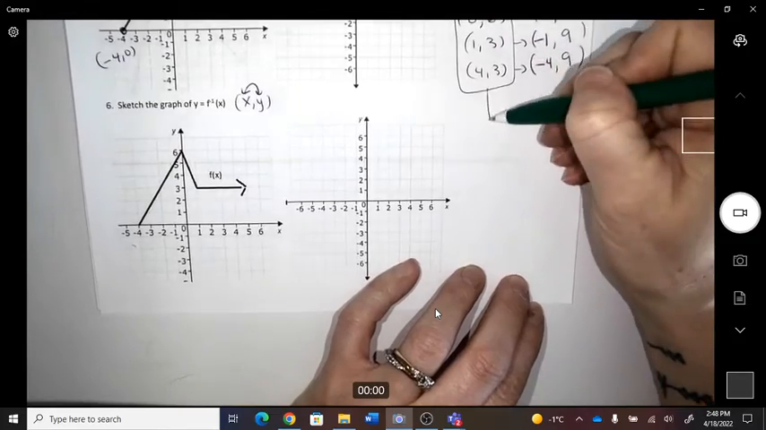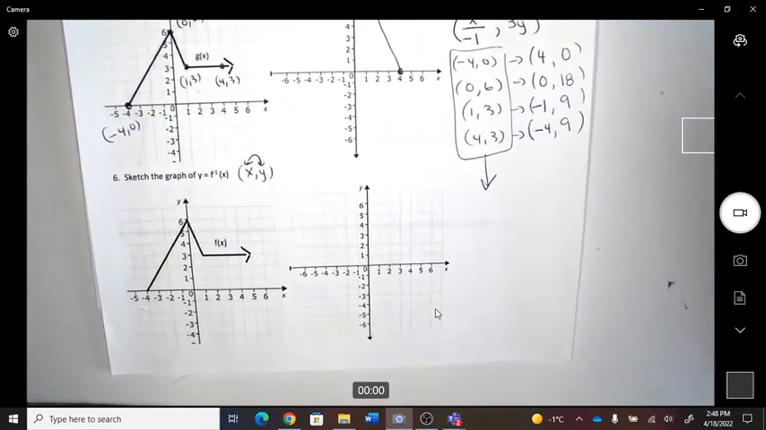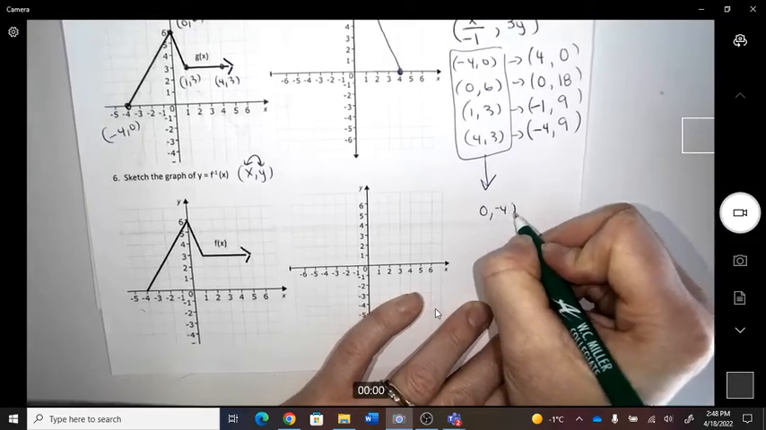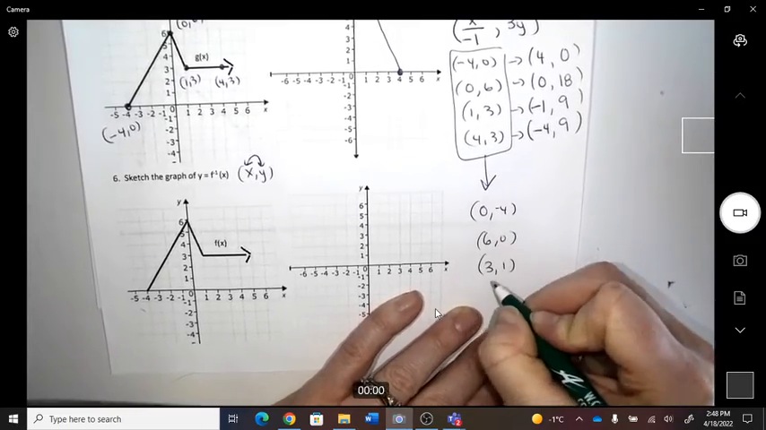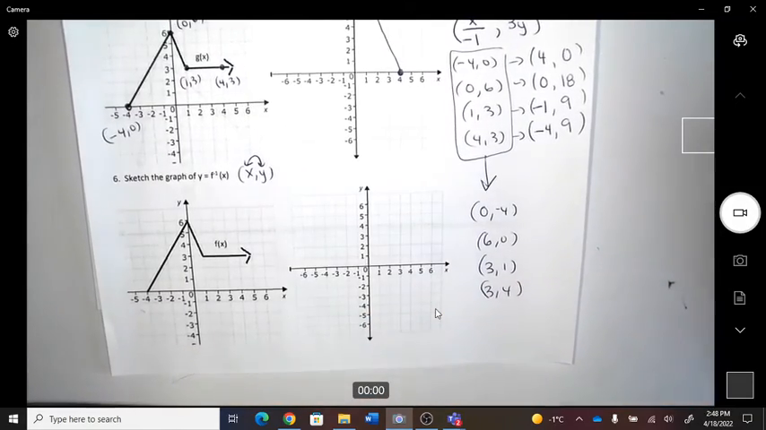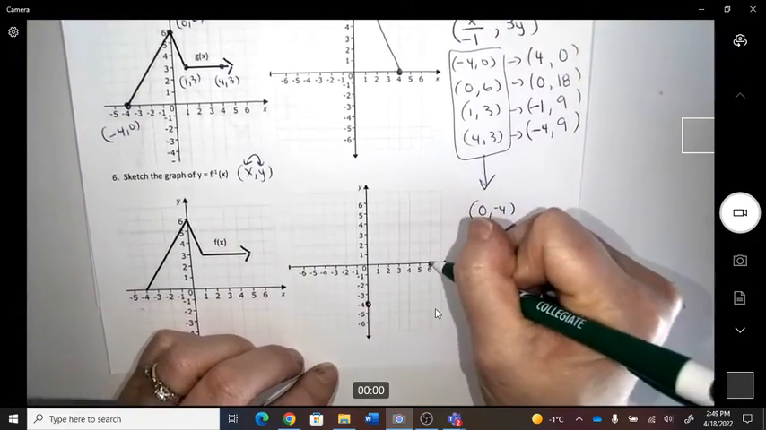Okay, I already listed those 4 coordinates above, so I'm just going to go off the above work here. So this should become 0, -4, 6, 0, 3, 1, and 3, 4. Is that okay? Those 4 points I changed. I think this one actually might fit on the graph.